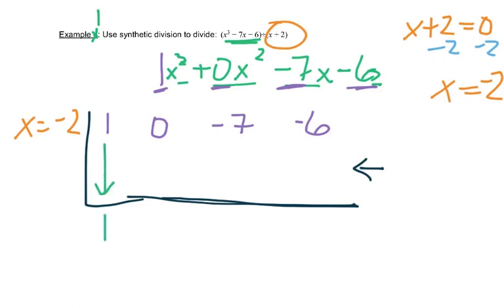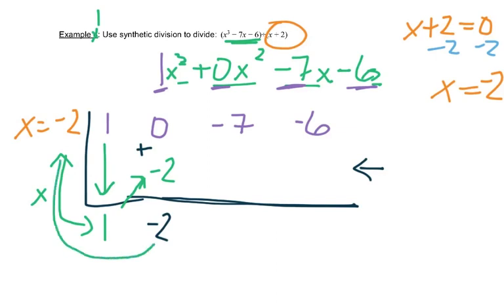The first thing we do is bring that first number straight down. And then we take that number times the number that's out in front. So 1 times a negative 2, and we write that in this next spot. That's negative 2. Then we add the numbers that are here, 0 plus negative 2, and we write that number outside. And then we repeat it. We take this negative 2 times this number out in front. So negative 2 times negative 2 is a positive 4, and I write that in the next spot. Then again, we add down, so negative 7 plus 4 is a negative 3.